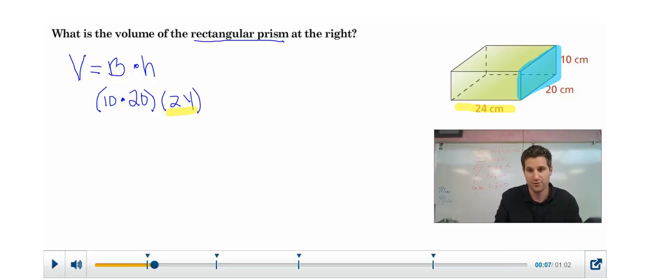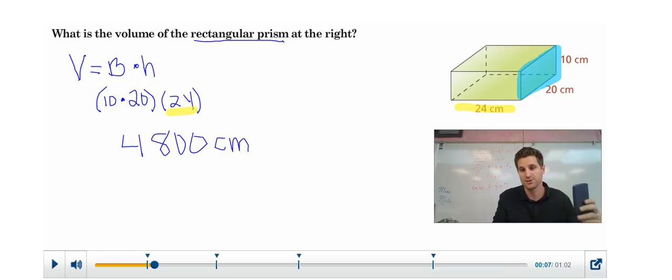Multiply it all together now, and we get our answer of 4,800, and we're using 3 dimensions, so it's not going to be squared anymore, but now it's going to be cubed.